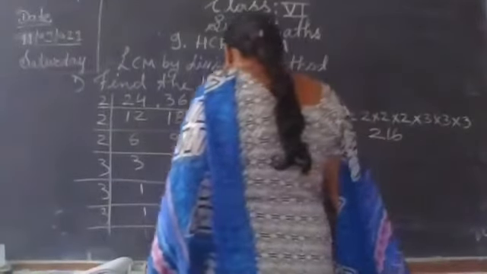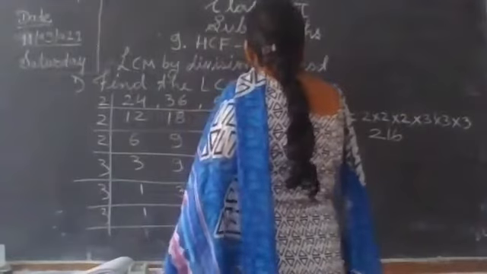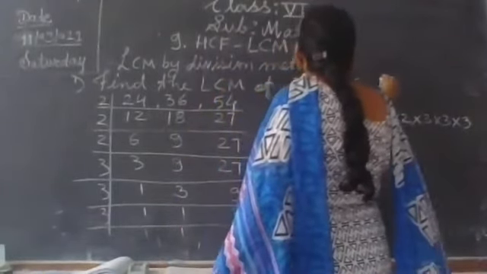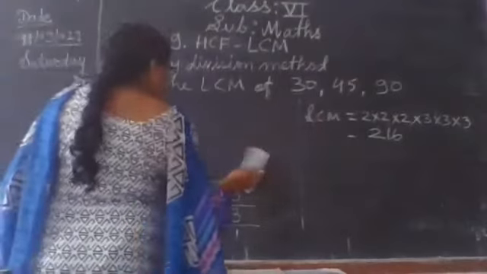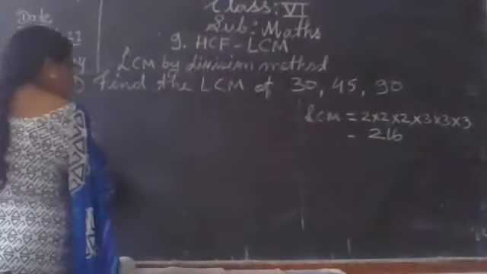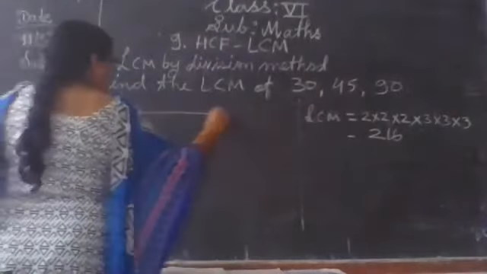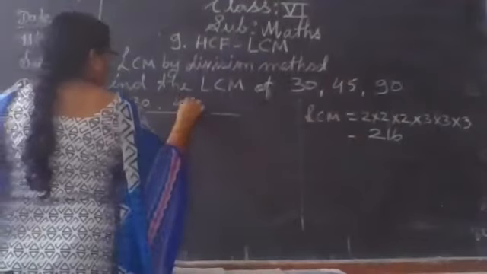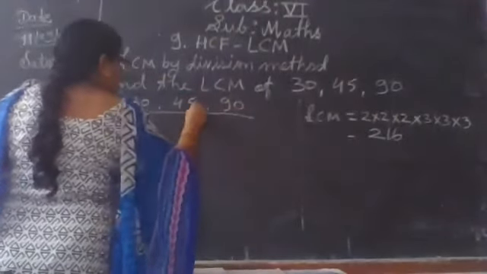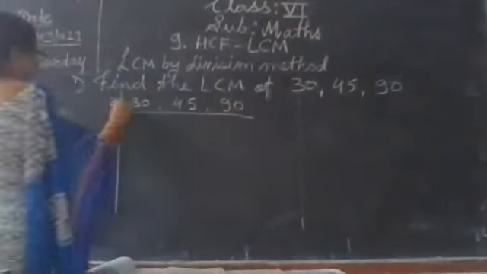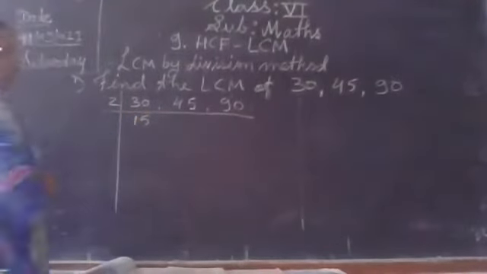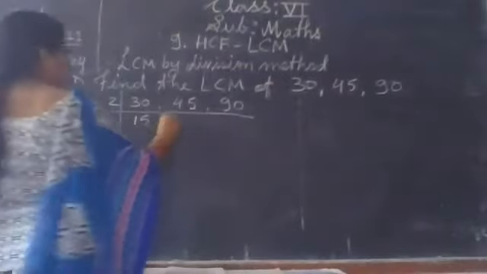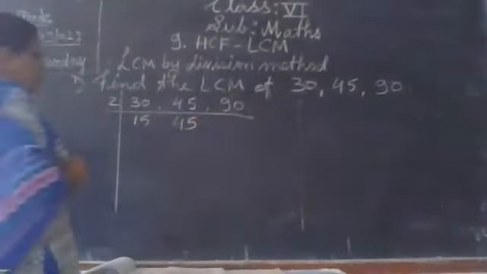See, 30, 45, and 90. So these two are even numbers, 30 and 90. So we will start with 2. 30 divided by 2 is 15. 45 is not divisible by 2. So we will write 45 as it is. 90 divided by 2 is 45.